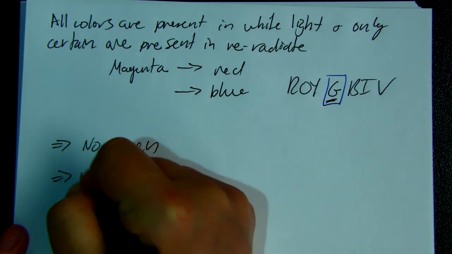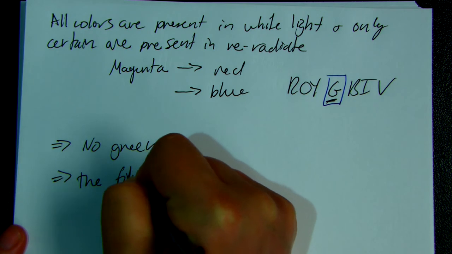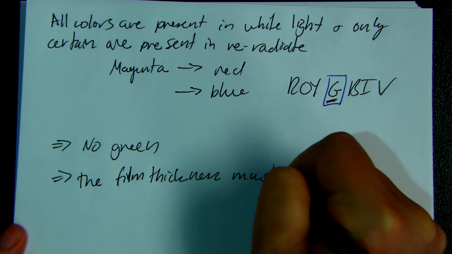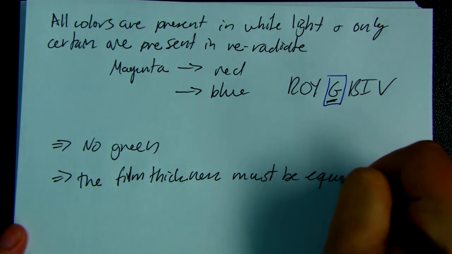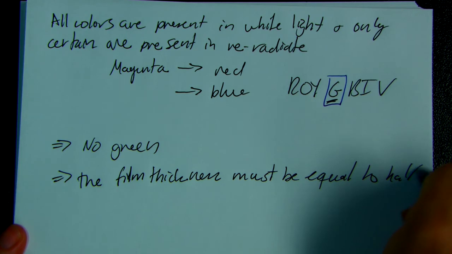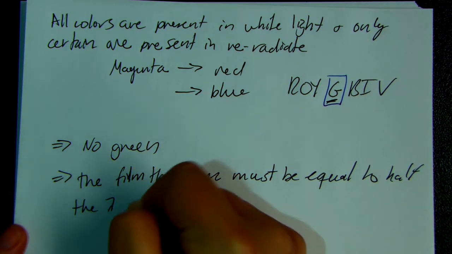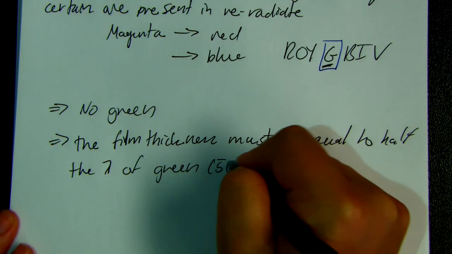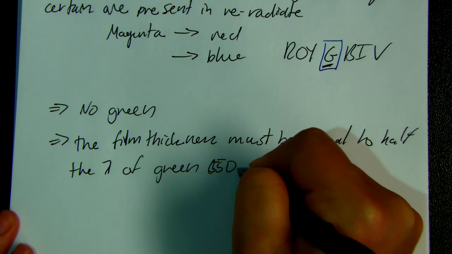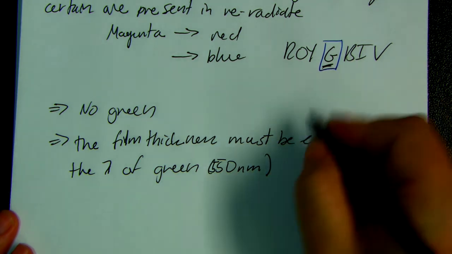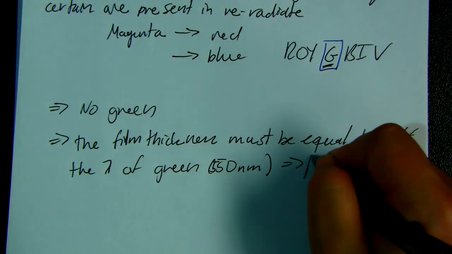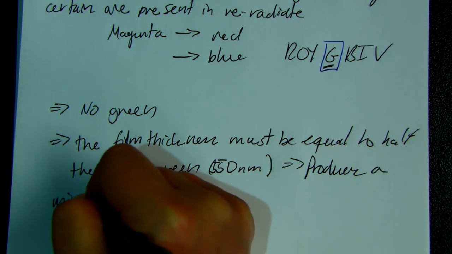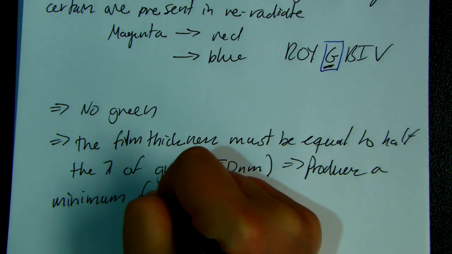Therefore, the film thickness of the bubble must be equal to half the wavelength of green. And so we've used green light a few times. It's about 550 nanometers. And this produces a minimum for green.